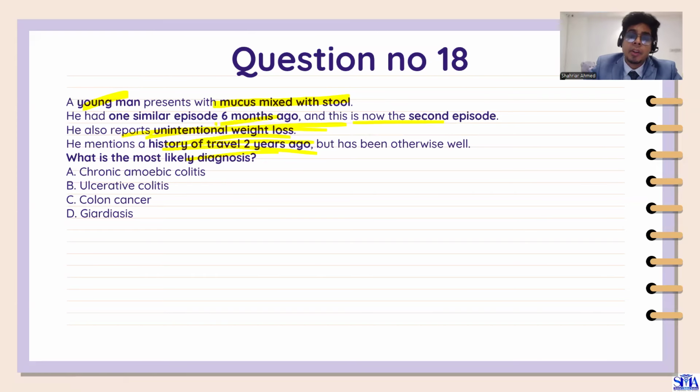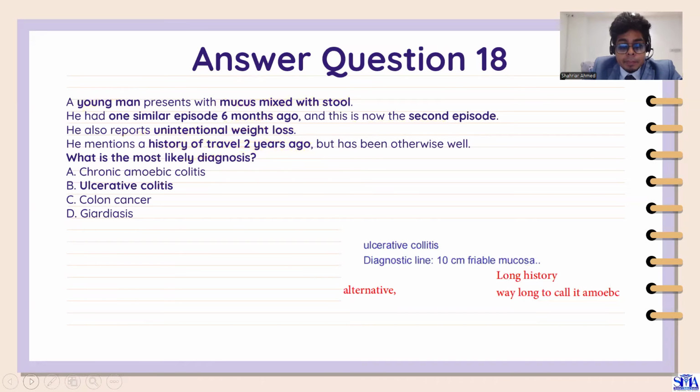So there's a history of travel long back. Mucus mixed with stool, weight loss. So it's a close one. Now, some people are answering C. So please check the age group. It is young. So it is first of all less likely.